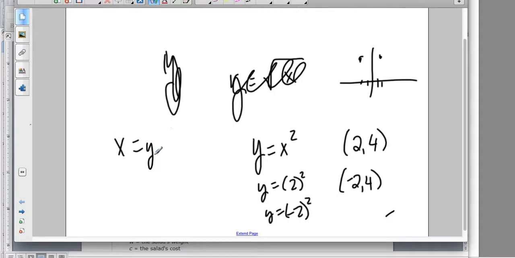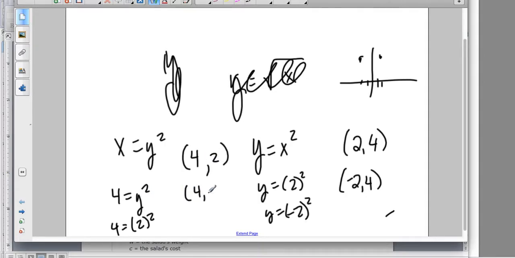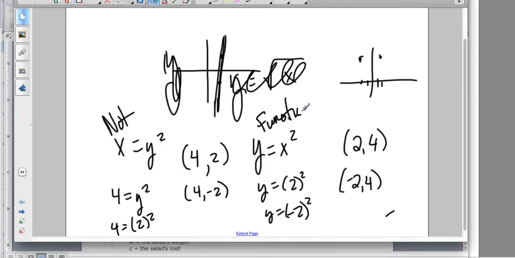Now, if I had something like this, well, that is the opposite of kind of what we're doing over here. It's the inverse of it. If I had 4 for x, what two things could give me that? Well, if I squared 2, I would get 4. So my y at that point would be 2. And then if I squared negative 2, I would get 4. So this one, if I graphed it, would be 4, 2, and 4, negative 2, and that would not pass the vertical line test. So this is not a function, and this is a function. You will have some like that.